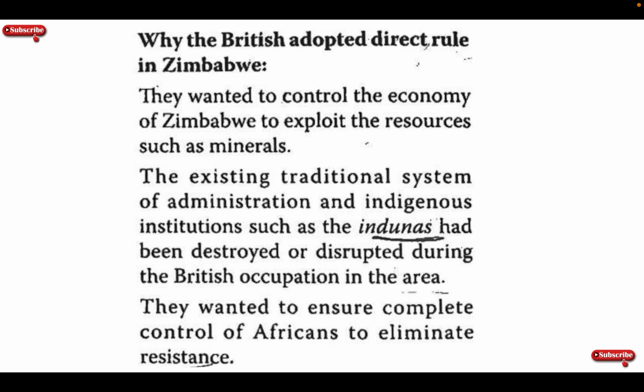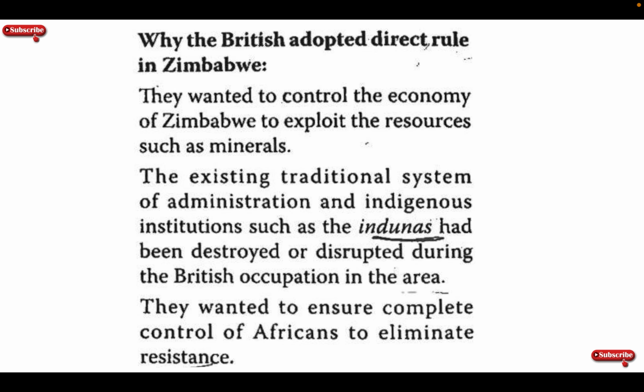Today we are looking at why the British adopted direct rule in Zimbabwe. They wanted to control the economy of Zimbabwe to exploit the resources such as minerals. The existing traditional system of administration and indigenous institutions such as the indunas had been destroyed or disrupted during the British occupation in the area.